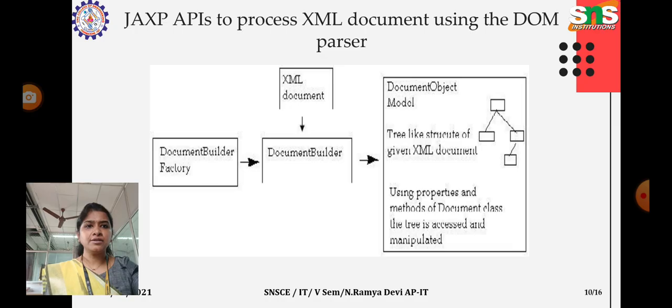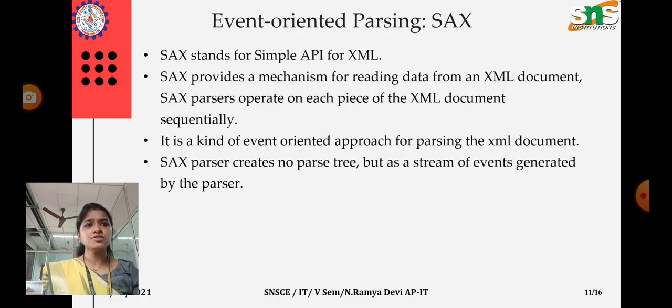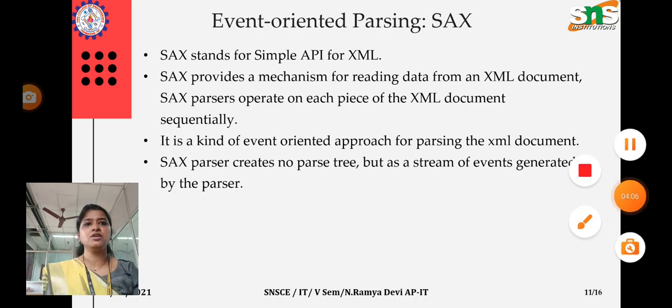So this is the overall structure of a DOM-based parser. The first one is the DocumentBuilderFactory, which leads to the DocumentBuilder. An XML document is given as an input to the DocumentBuilder, and here the XML document is entirely converted into a tree-based structure.